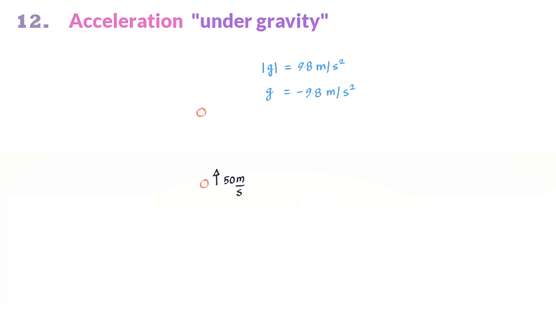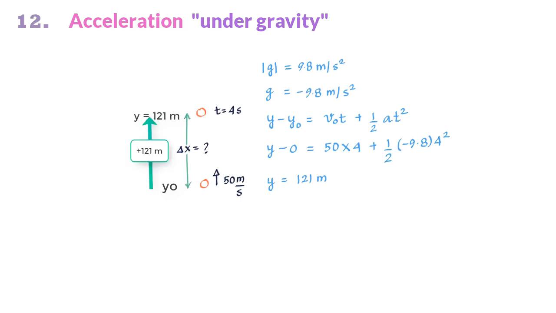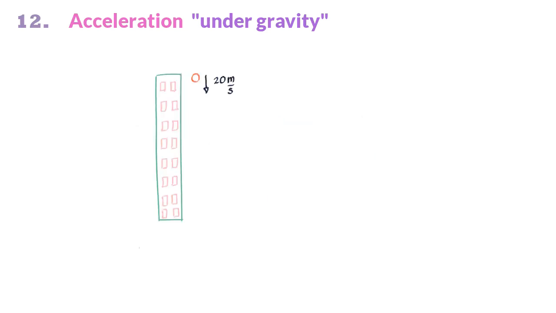If you in fact throw a ball up with a velocity of 50 meters per second and are asked to find displacement in 4 seconds, we will use this equation, and that is y minus y naught is equal to v naught t plus half a t square, and with correct signs and values it will be y minus 0 is equal to plus 50 into 4 plus half into minus 9.8 meters per second square into 4 to the power 2, which gives y is equal to plus 121 meters. And this turns out to be positive, since indeed the ball is at plus 121 meters after 4 seconds.